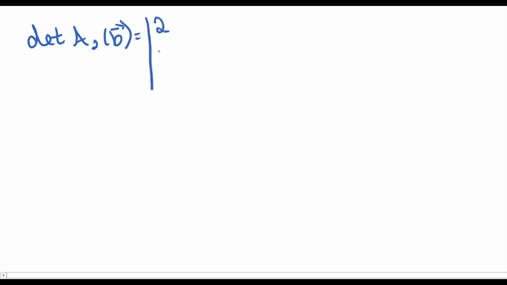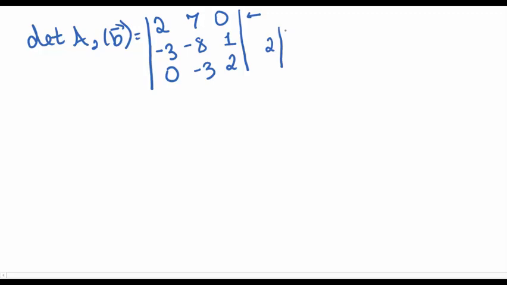So the first column will be back to what it originally was, 2, -3, 0. The second column will now be the constants, 7, -8, -3. And the third column isn't changing, 0, 1, 2. Once again, going down the first row, I have 2 times... If you delete the first row and first column, you'll be left with -8, 1, -3, 2. We subtract the second entry, deleting that row and column. I'm left with -3, 1, 0, 2.